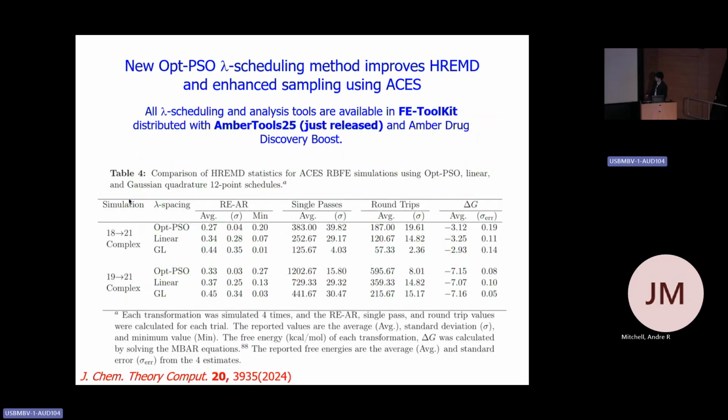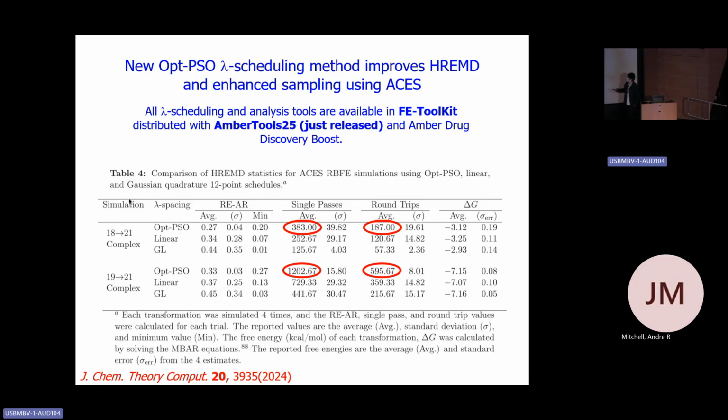So then we look at some statistics about how the efficiency of replica exchange was improved. There are two numbers: one is the number of single passes, and the other is the number of round trips. A single pass is defined as one replica traveling from lambda equal to 0 to 1, or from 1 to 0. And a round trip is defined as any replica that starts from its original position, reaches the end state at least once, respectively, and goes back to its original position.